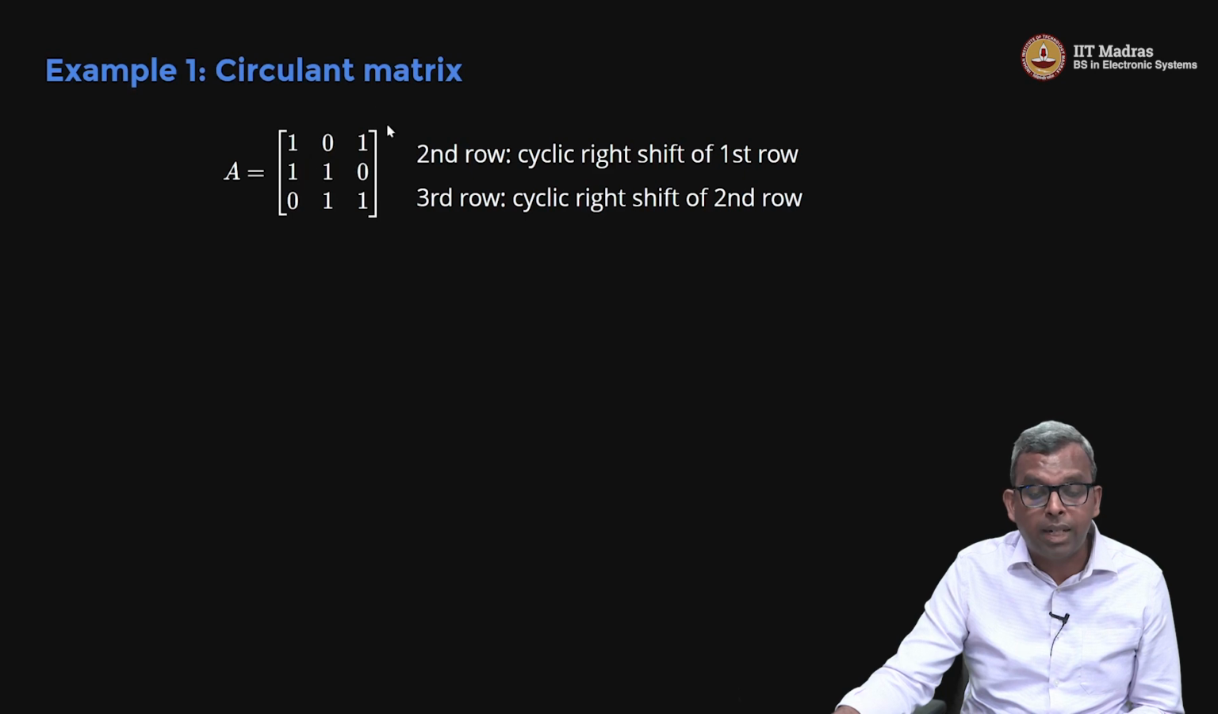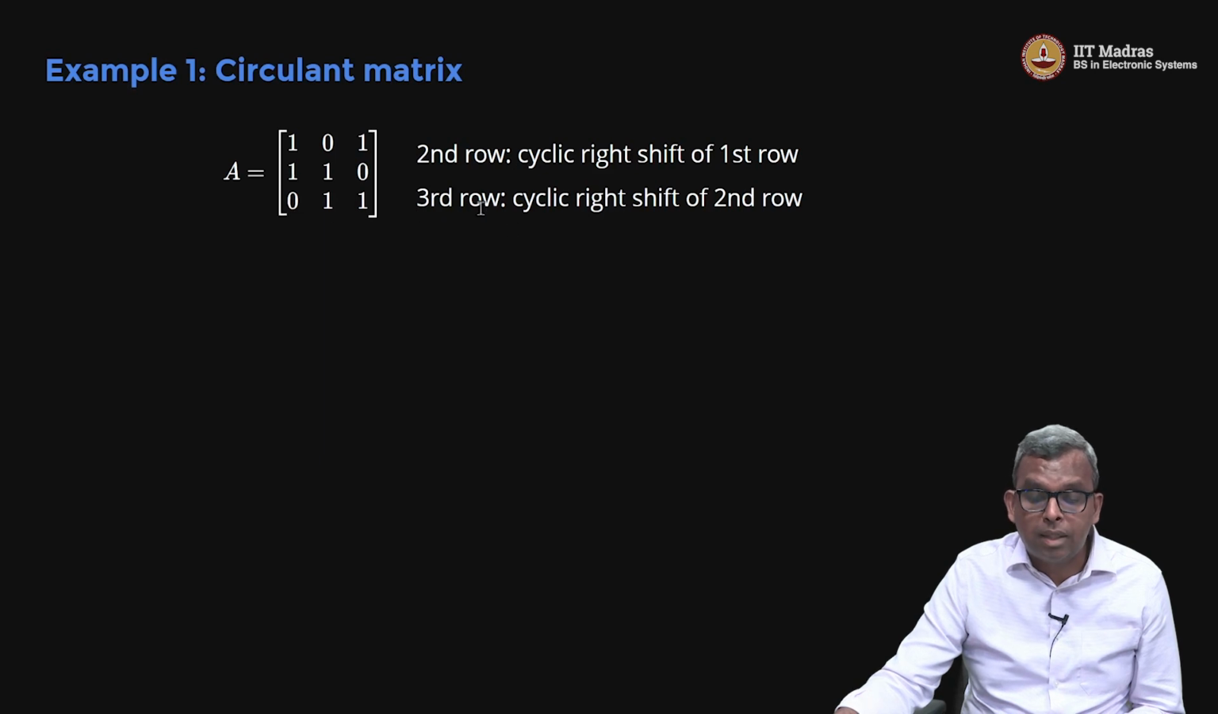Why is it called circulant? It's called circulant because you've got a first row, and then the second row is a cyclic right shift of the first row. What do I mean by cyclic right shift? Every element here is shifted once to the right. So this 1 came here, 0 came here, this 1 went all the way around and came here. I hope you can see this. So it's a cyclic right shift.